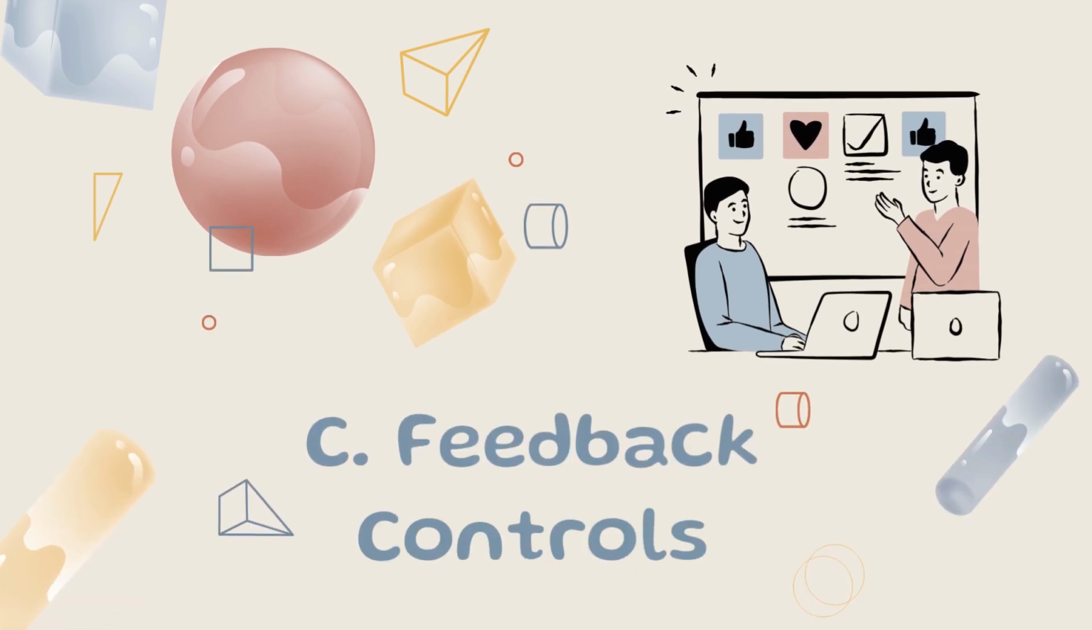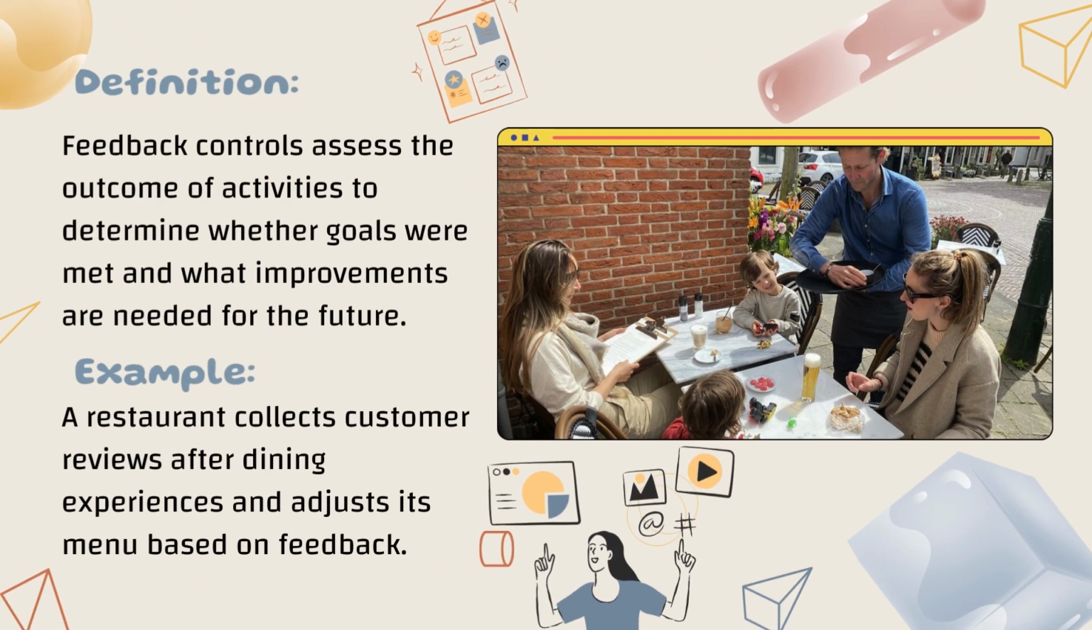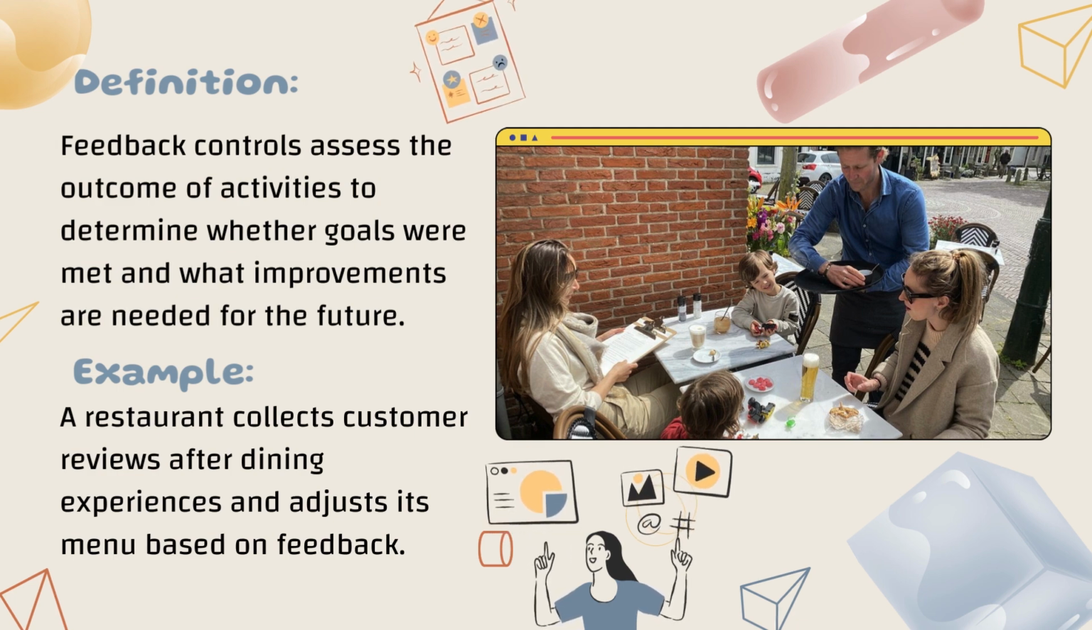Now, let's move on to feedback controls and see how they help improve future performance. Feedback controls assess the outcome of activity to determine whether goals were met and what improvements are needed for the future. For example, a restaurant collects customer reviews after dining experience and adjusts its menus based on feedback.